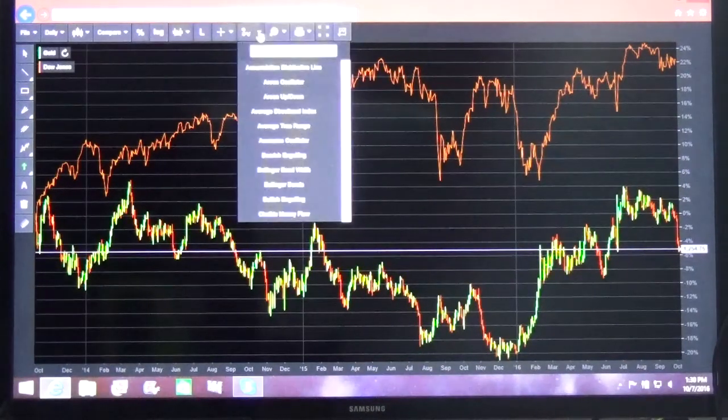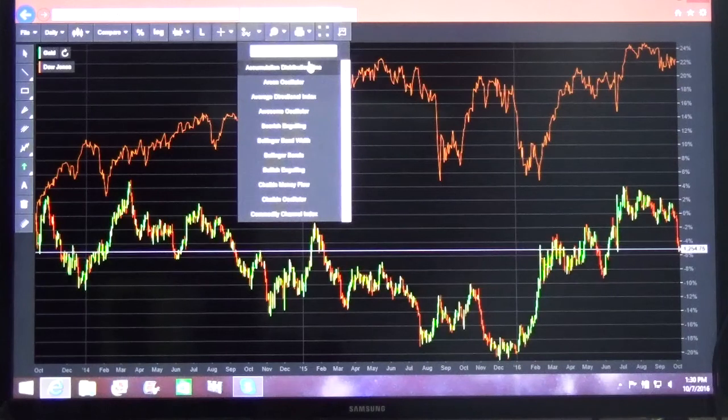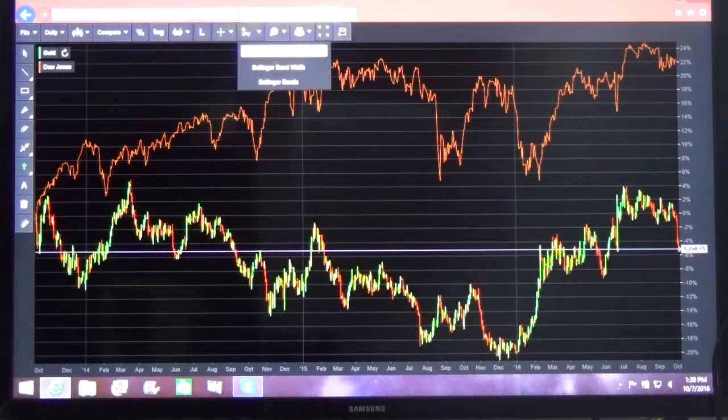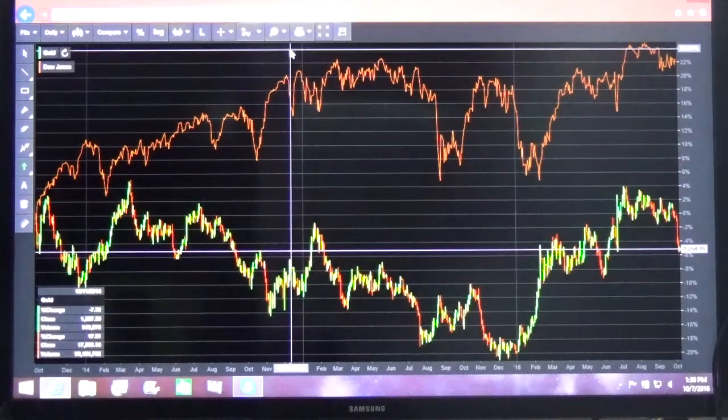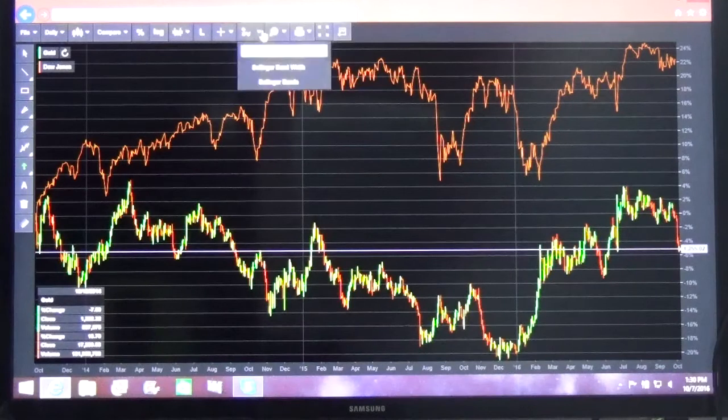Now we are going to cover one technique, which is Bollinger Bands. We are going to cover Bollinger Bands.